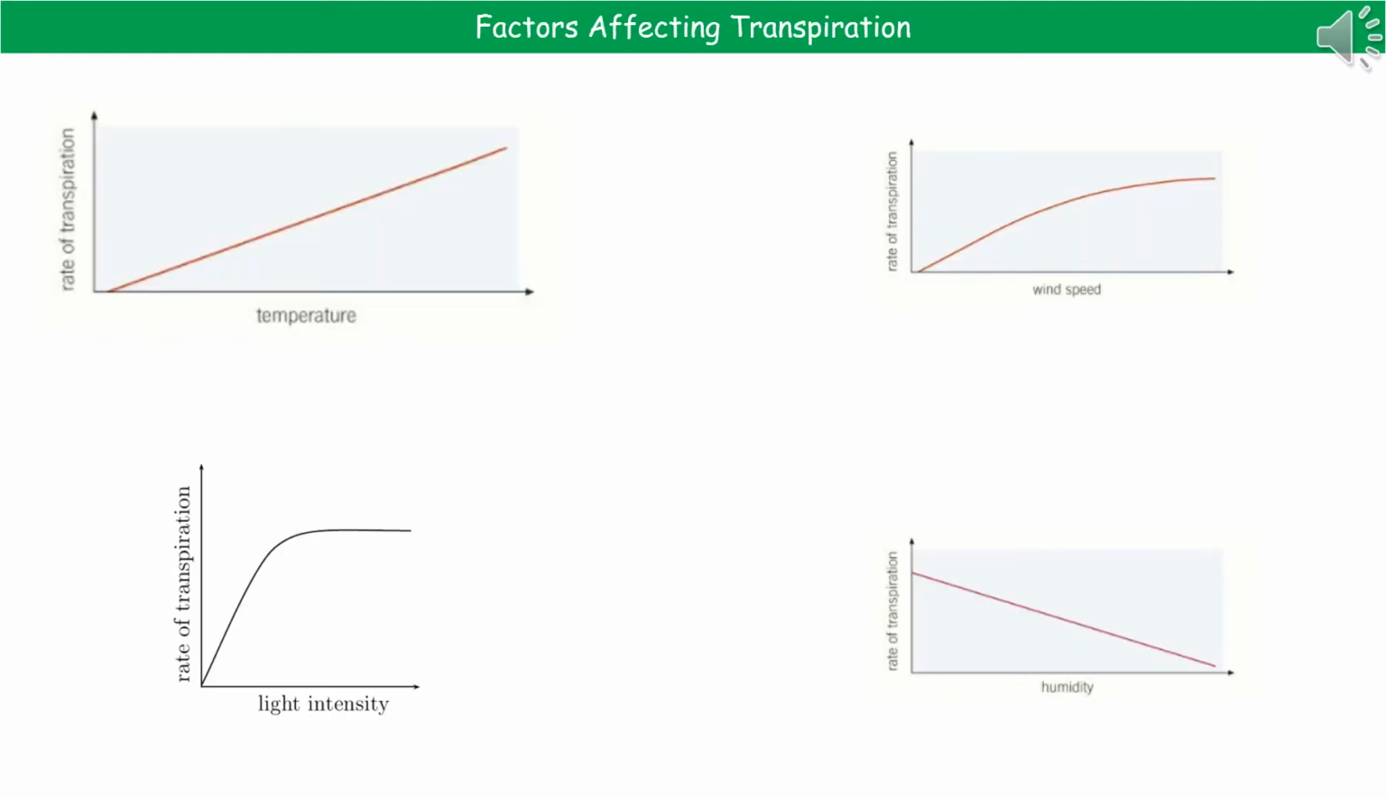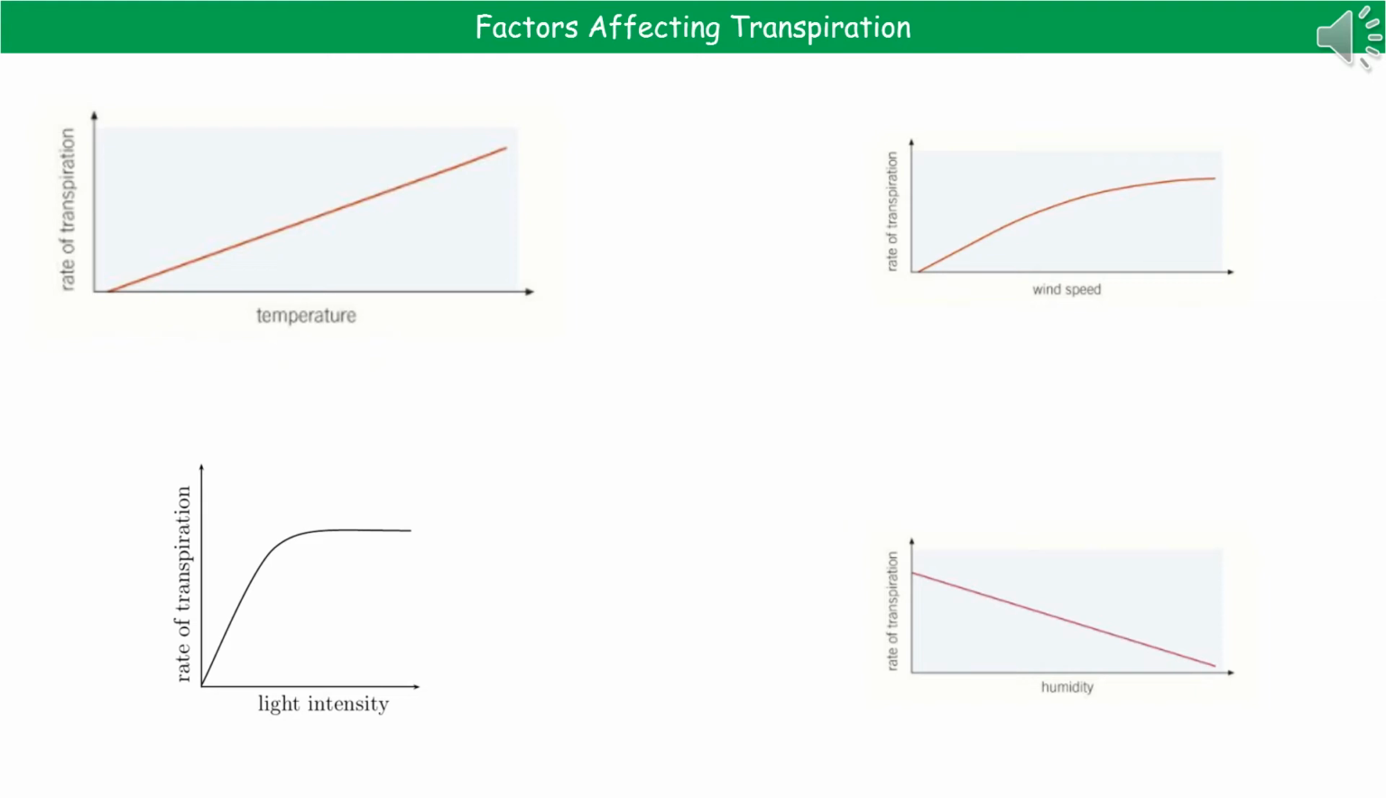We've got 4 factors that will affect the rate of transpiration: temperature, wind speed, light intensity and humidity. Temperature is our first one, and as we increase the temperature we increase the rate of transpiration because evaporation happens faster. With the wind speed, increasing wind speed increases the rate of transpiration because those water molecules are being moved away from the surface of the plant and therefore maintaining that concentration gradient.